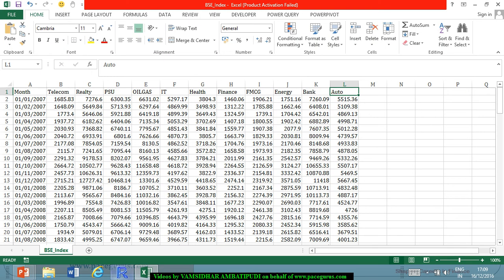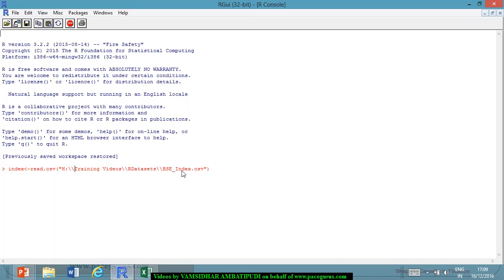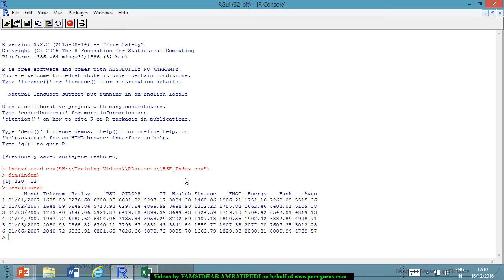Okay, so this is the Excel sheet part of it. When I come to R, this is where my CSV file is present. So I am getting that CSV file into R. So if I quickly look at the data, I can look at the dim of the index, which will give me the dimension. So it's 120 rows and 12 columns in this data. Quickly, if I want to check it, I can look at the first few observations by going with head. Head is giving me the first few observations, so first 6 observations.